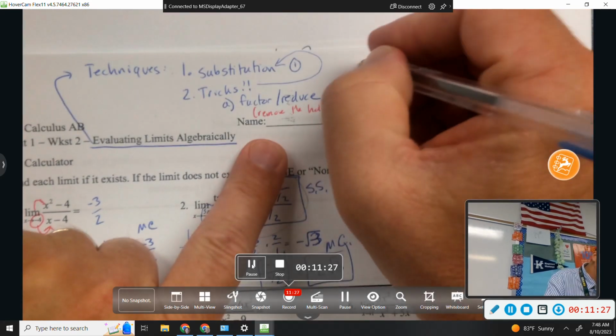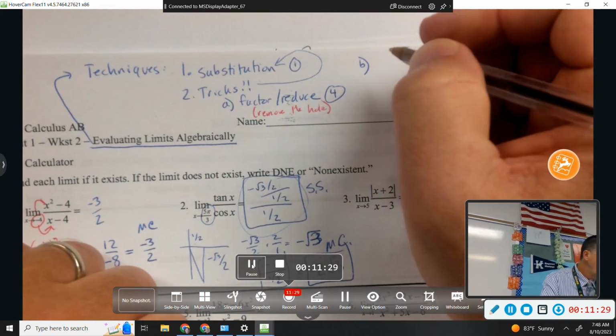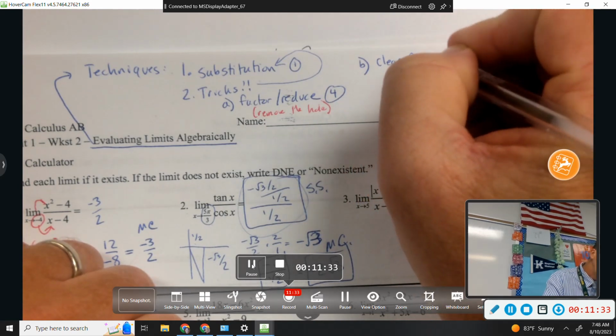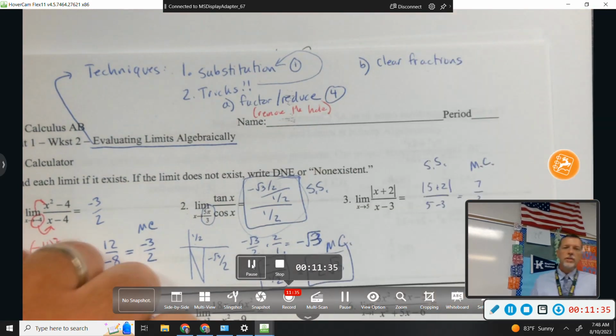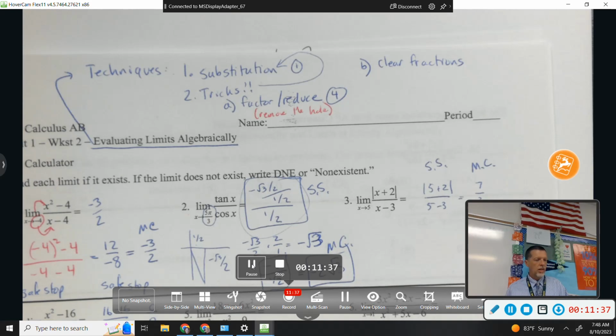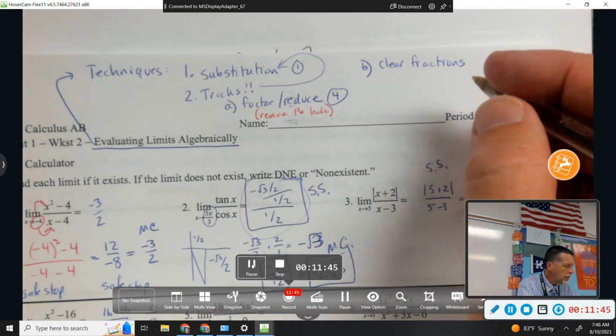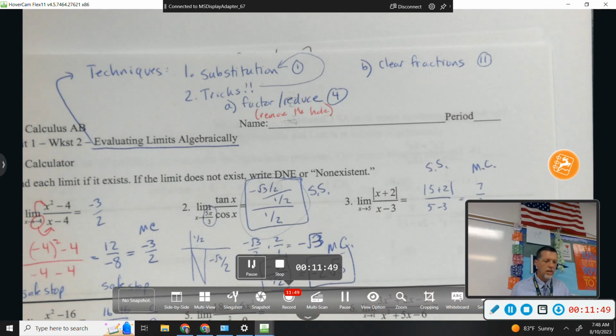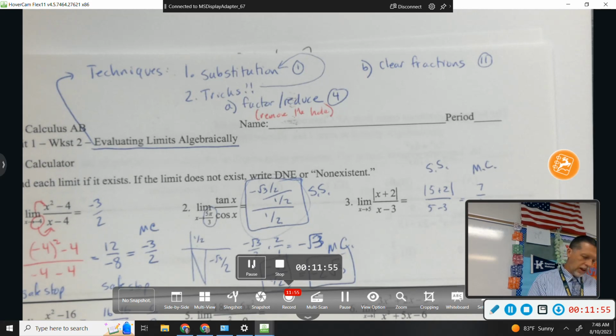Trick number 2, the second thing you can try is to clear the fractions. Clear the fractions. And so you look down at the worksheet, and you're like, well, there's some fractions going on in 10, 11, and 12. 10's pretty easy, so we're going to jump ahead and do 11. 12's a little bit harder, but I don't want to do the hardest one. I'm going to leave that for you. So let's do number 11 together.